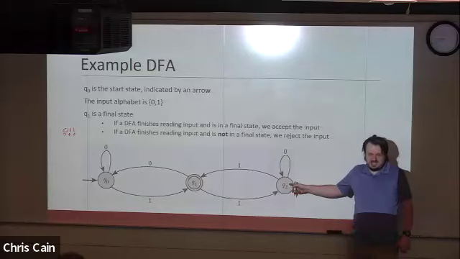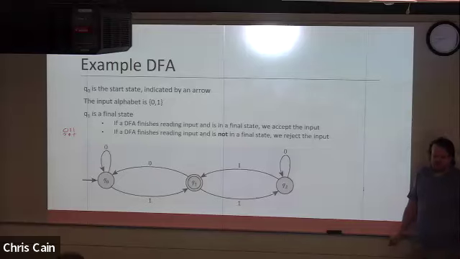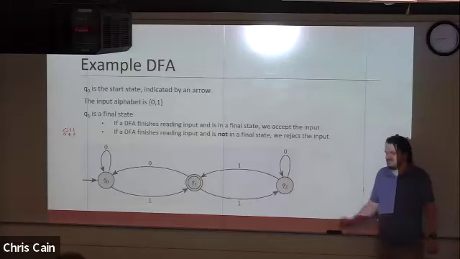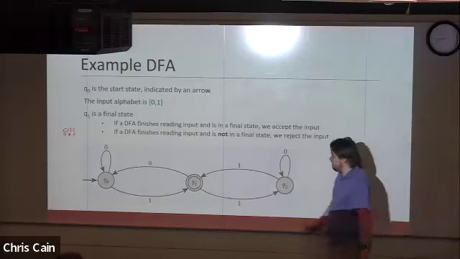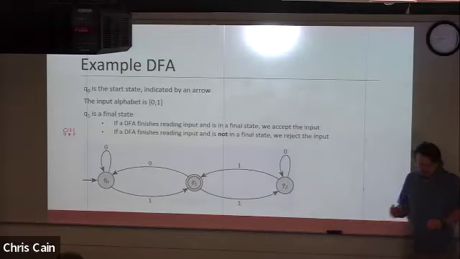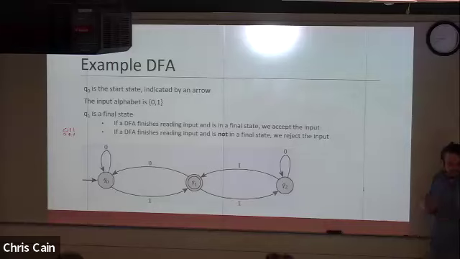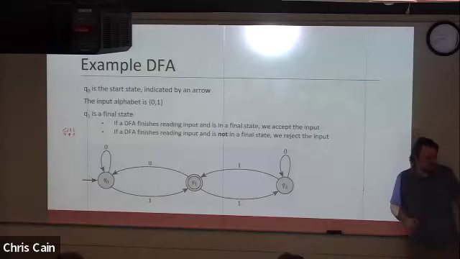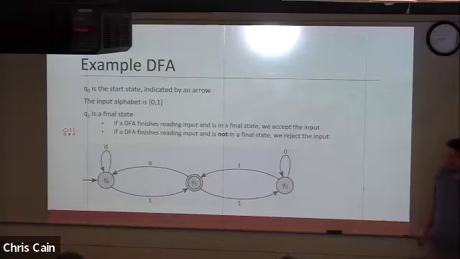What's a string that is in this language? 1. If we start in Q0 and we read a 1, we will end in Q1, which is a final state. It's not that it reaches Q1, it's that it ends there, at the last character. Yes. It doesn't matter where we've been. We don't care about storing a history.